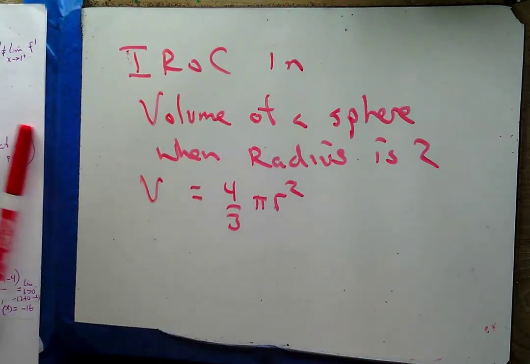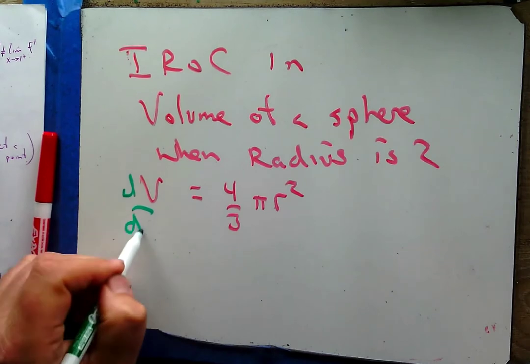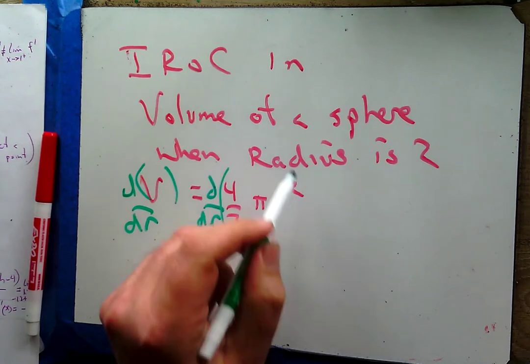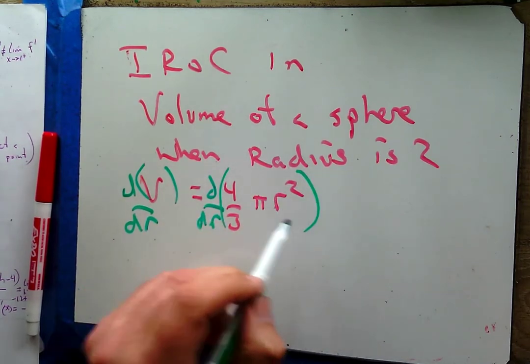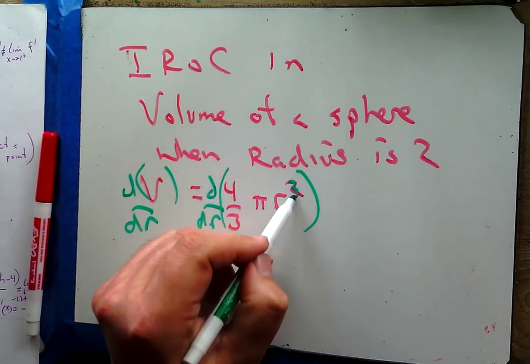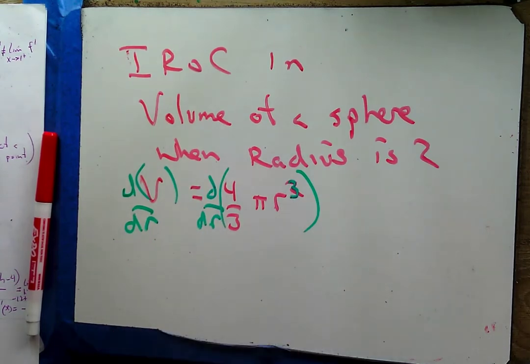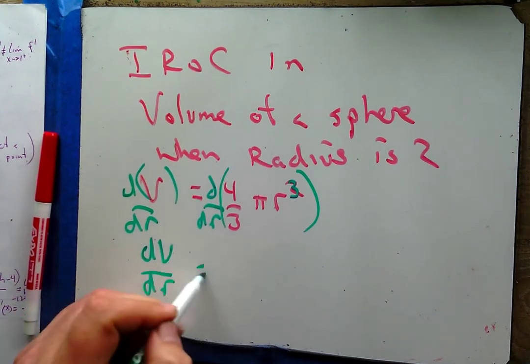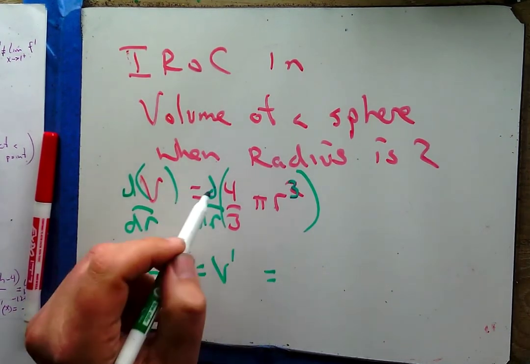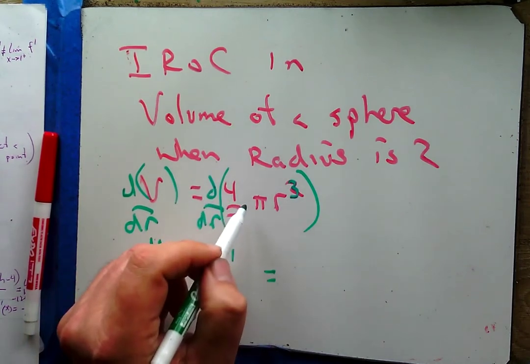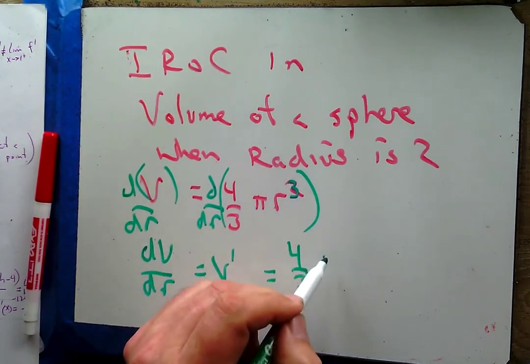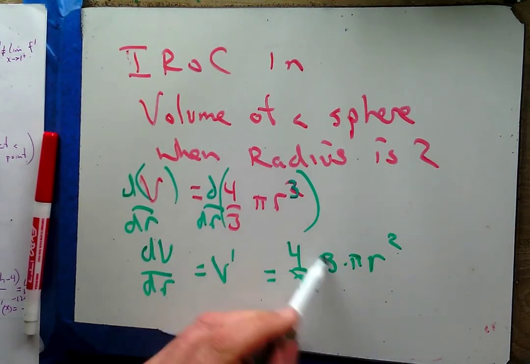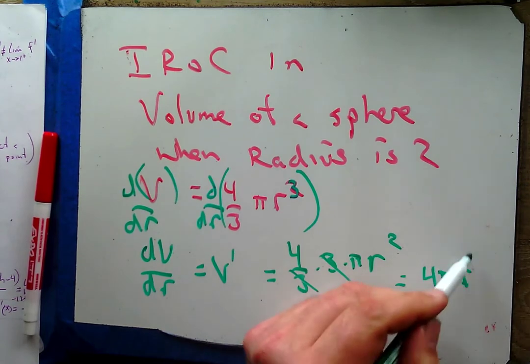Okay, and we're looking for the instantaneous rate of change in volume with respect to radius. Oops, careful. 4/3 pi r cubed. It's volume. It's got to be cubed. Okay, so then I'm going to have dV/dr, which you might want to call V prime. And over here, I'm going to bring down that 3. 4/3 times 3 pi r, and subtract 1. Well, these cancel, and I get 4 pi r squared.